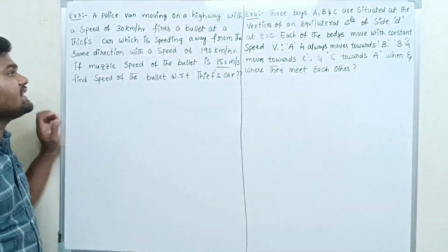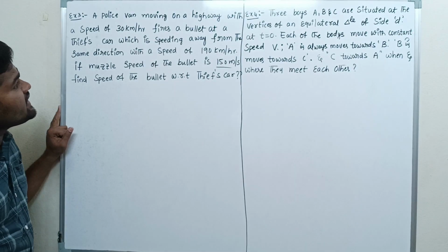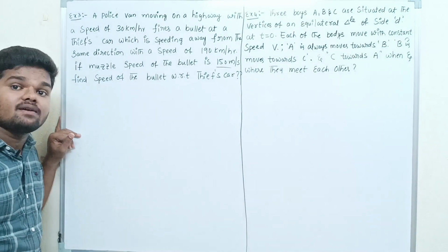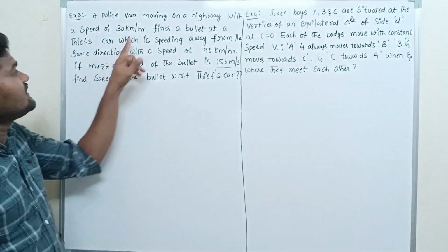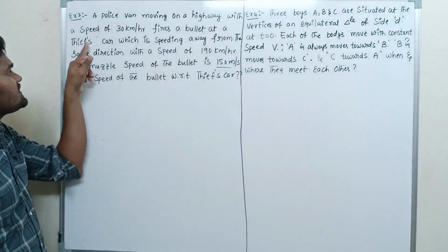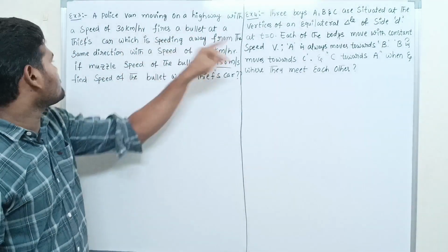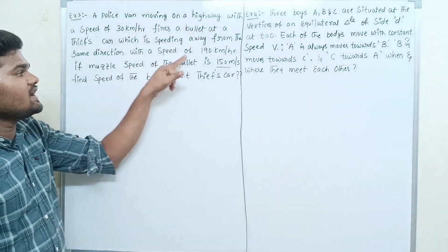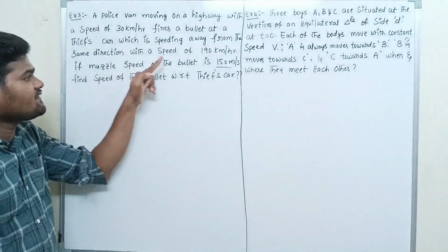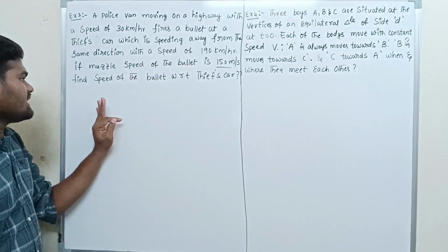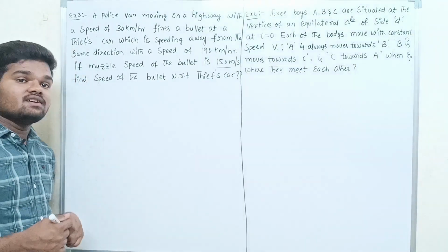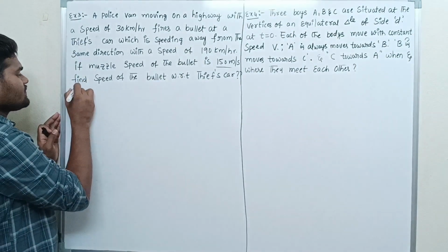Have a look. What is the example number 3 they have given? A police van moving on a highway with a speed of 30 km per hour fires a bullet at a thief's car which is speeding away in the same direction with a speed of 190 km per hour. If the muzzle speed of the bullet is 150 meter per second, find the speed of the bullet with respect to the thief's car. So what they have given, have a look.